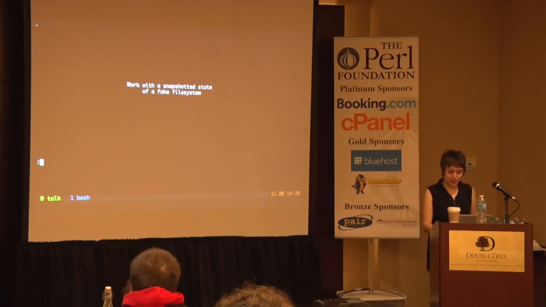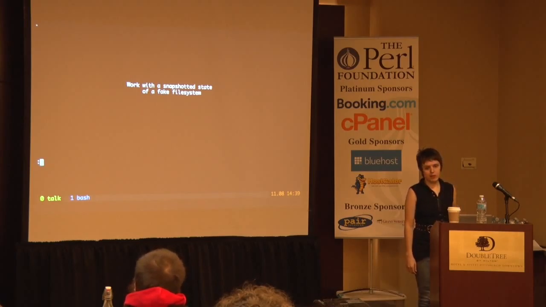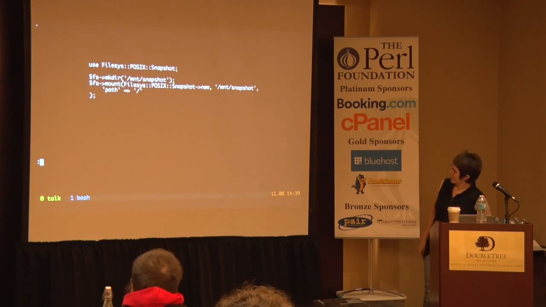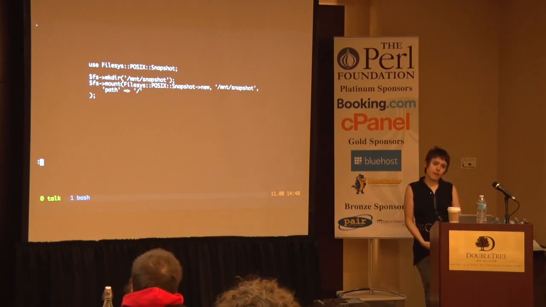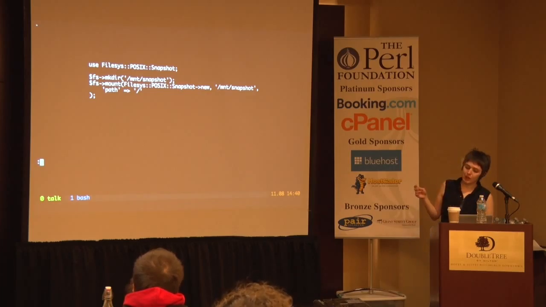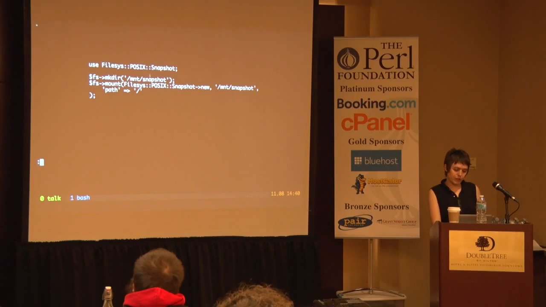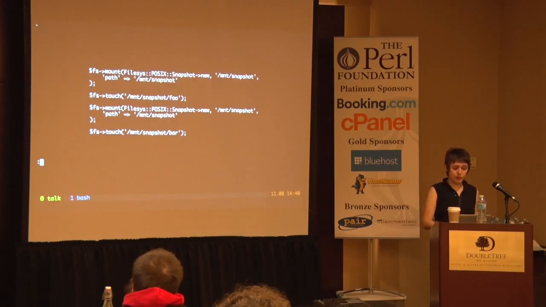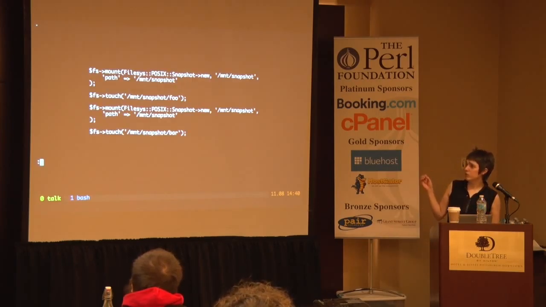I can also make snapshots of any part of the file system. I can make snapshots of snapshots. So, here's me creating a snapshot directory. Here's me mounting a snapshot of the snapshot directory onto itself, using the root file system as the basis of it, the root file system of Filesys::POSIX, of course. And I can make multiple successive snapshots in the same location in the file system. So I can basically repeat what I just did multiple times over.